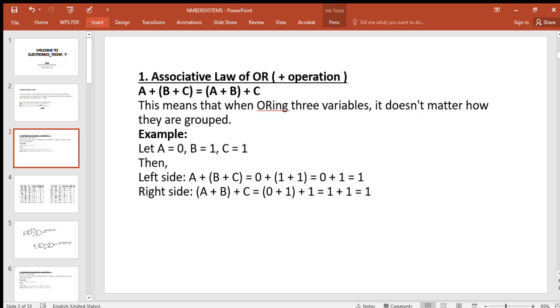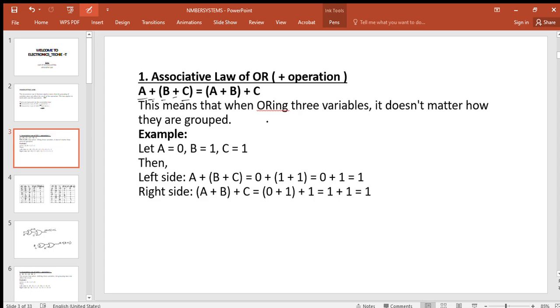And here we observe the associative law of OR. The OR operation, you know, is addition. So A plus (B plus C) equals (A plus B) plus C. What does it mean? Whatever variables you take, here we take three variables: A is one variable, B is one variable, and C is one variable. We can do the OR operation. Addition is nothing but the OR operation. You can perform the OR operation between these three.